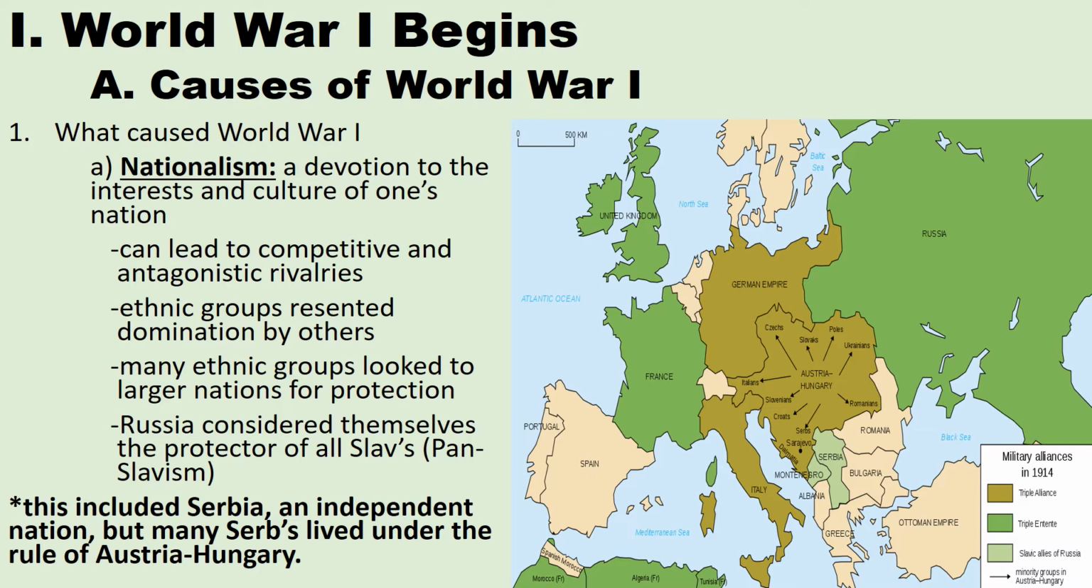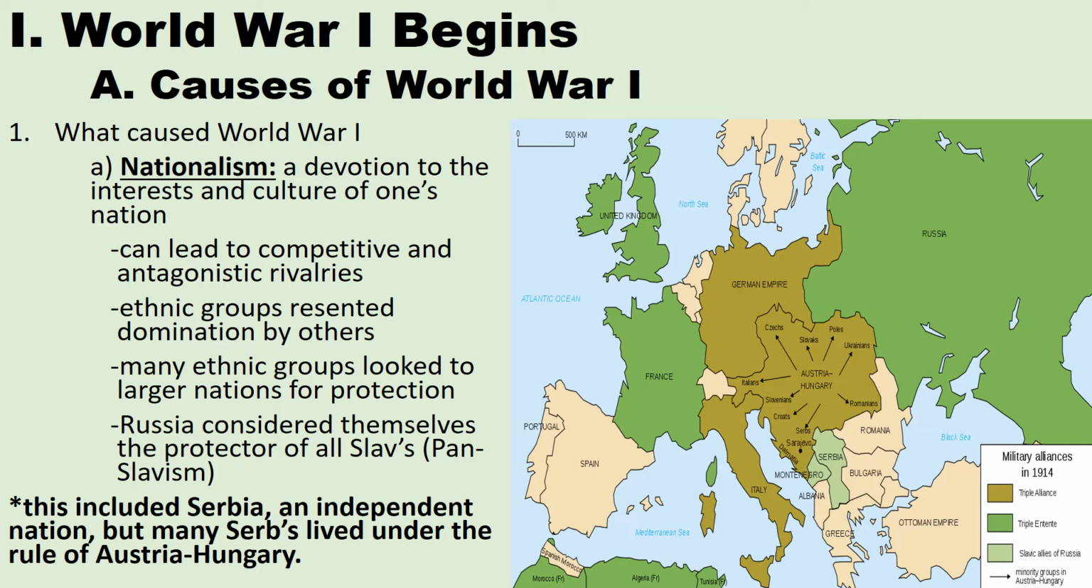Many ethnic groups also looked to larger nations to help and protect them. And Russia, if you look on the map, being that very large nation, really considered themselves the protector of all those little Slavic nations. If you take a look at Austria-Hungary and at a lot of those arrows, those are some of those Slavic nations, as are some of them to the south of Austria-Hungary as well. That was known as Pan-Slavism.